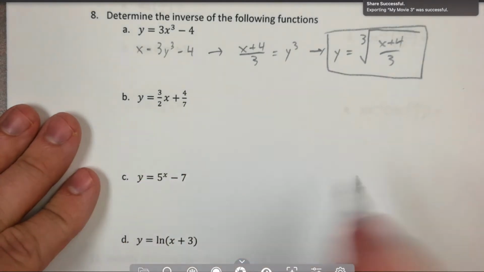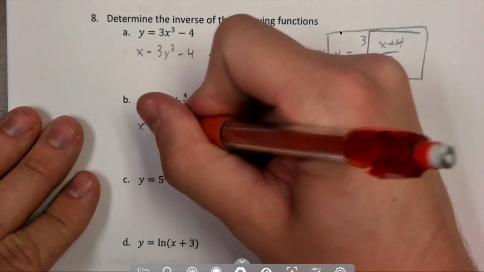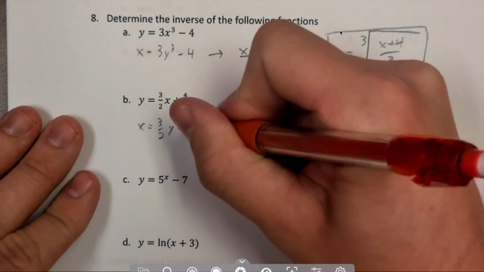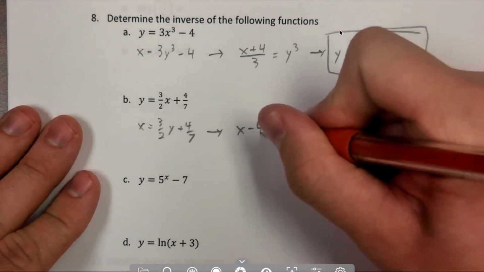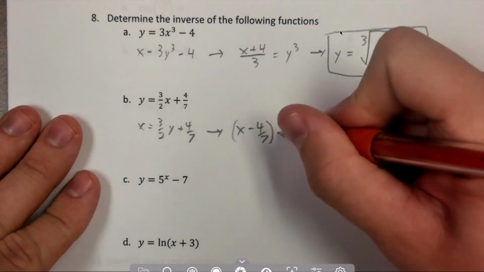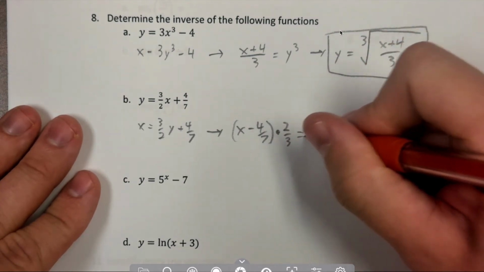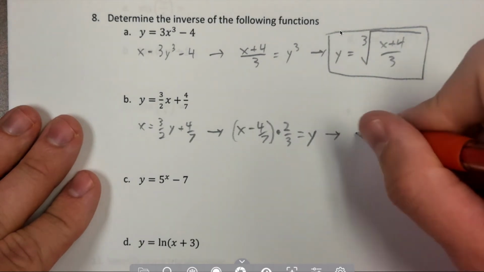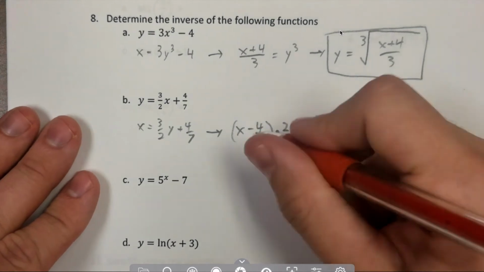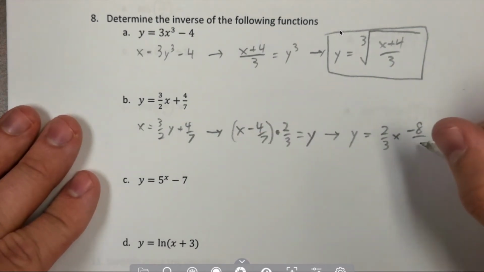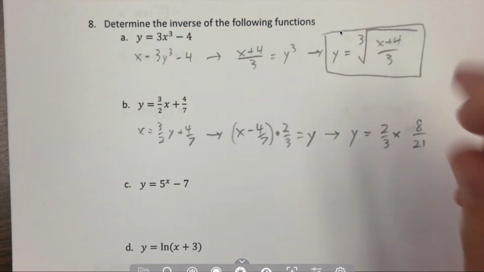All right, up next, switch x and y, and solve for y. All right, we're going to have x minus 4/7. And then all of that, to get y by itself, is going to be multiplied by the reciprocal of 3/2. So there we go. Now let's simplify that. It's going to be y equals 2/3 x. I'm just going to distribute it. And when I distribute that other one, it's going to be -8 over 21. So really it's 2/3 x minus 8 over 21.